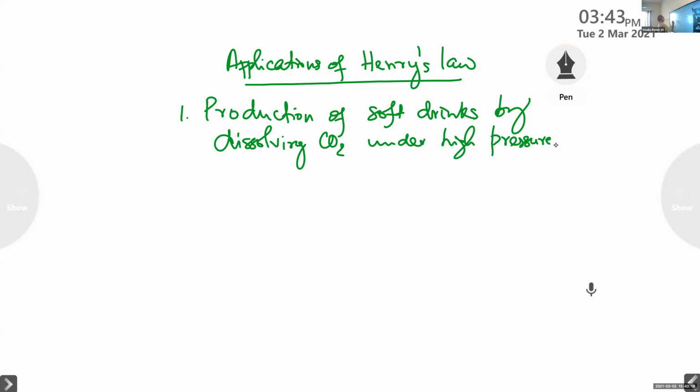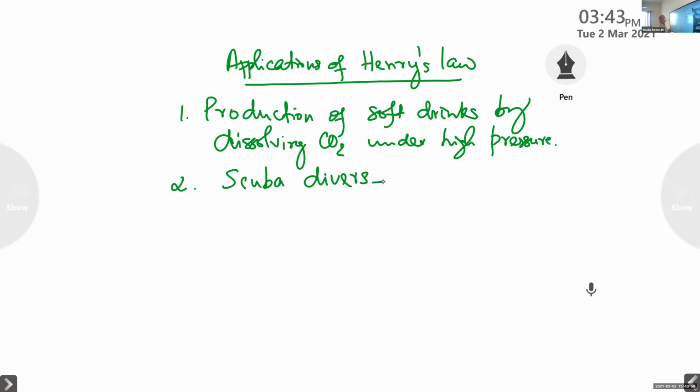Second, the application of Henry's law in scuba diving. Scuba divers use, say, an oxygen cylinder containing helium. You know, usually we inhale air, which is mainly a mixture of nitrogen and oxygen.